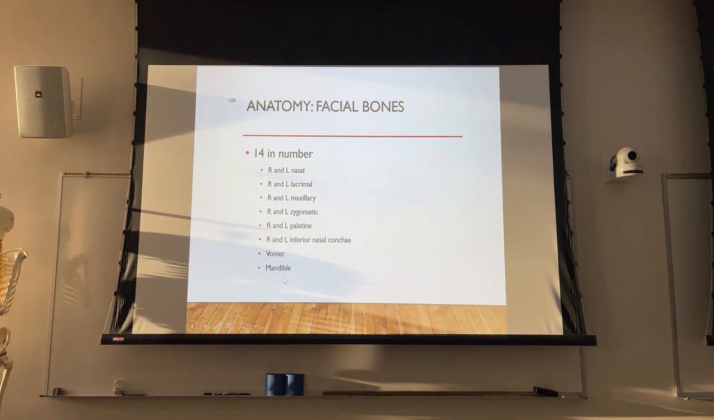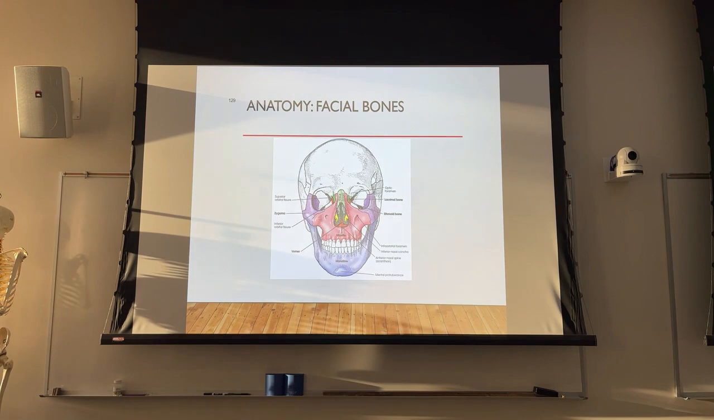And then you've got a vomer, a single vomer, and a mandible that comes in two parts that is fused in the middle. We're going to talk about the mandible separately. We've got some special views of the mandible. Kind of tough to image, but we'll talk about it separately in a different section. So we're going to talk about all that other stuff and fractures in those. So that's what they look like from the front.